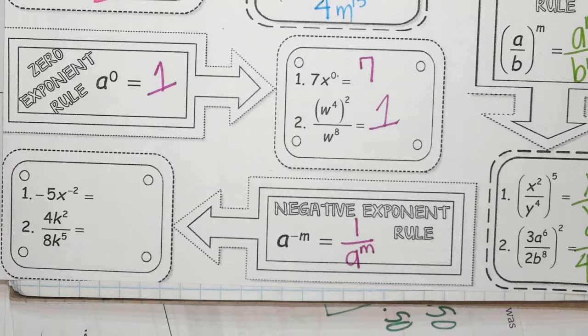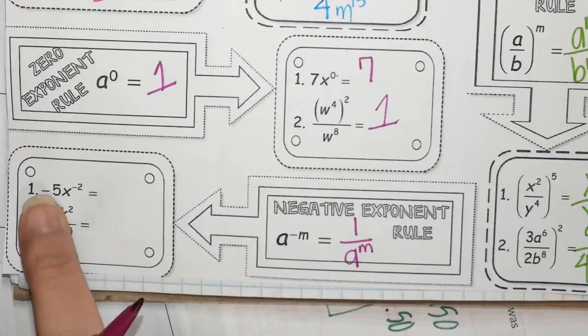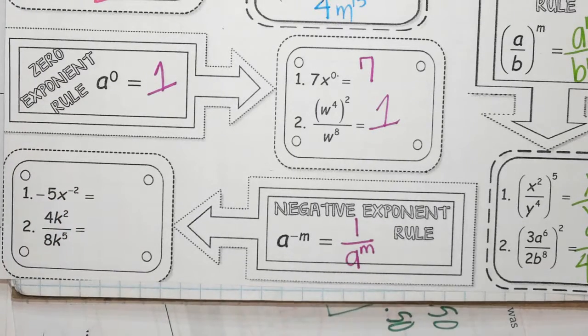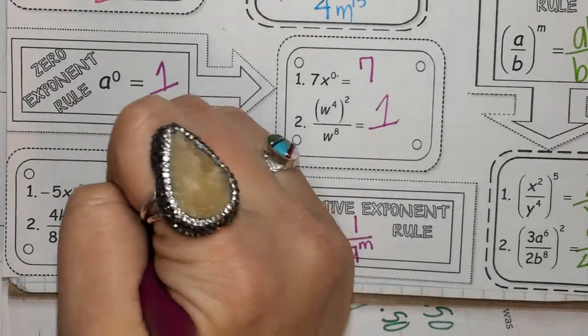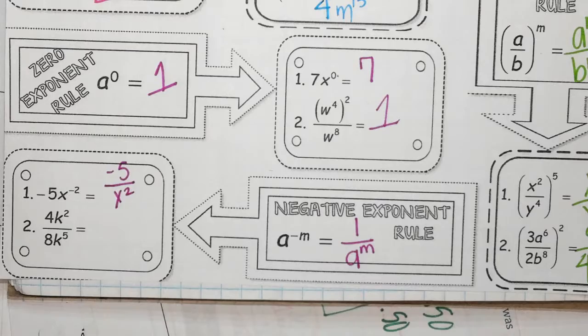Look behind you. Alright. Let's look at number 1. Is this negative 2 on the x or on the negative 5? It's on the x. Alright, so what moves? The x. So the negative 5 stays on top, and it's divided by x squared.